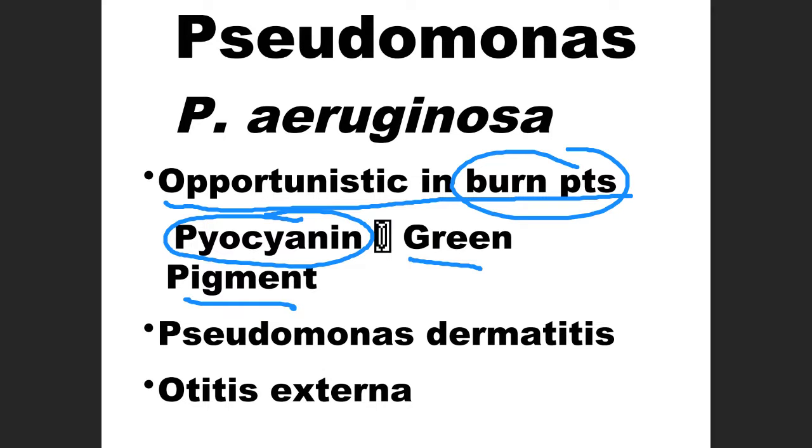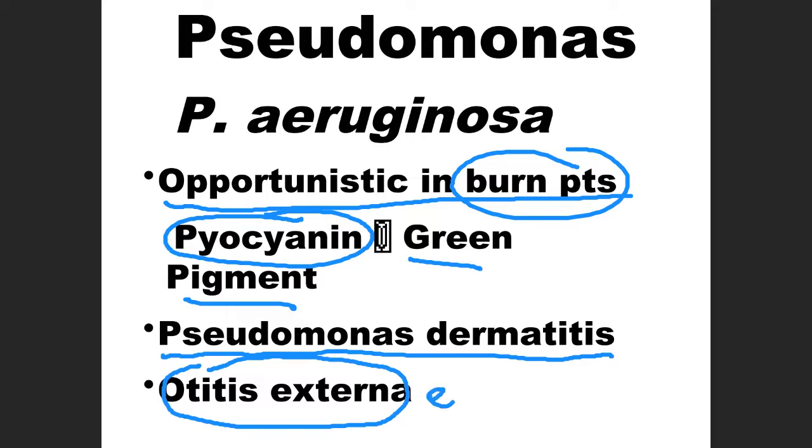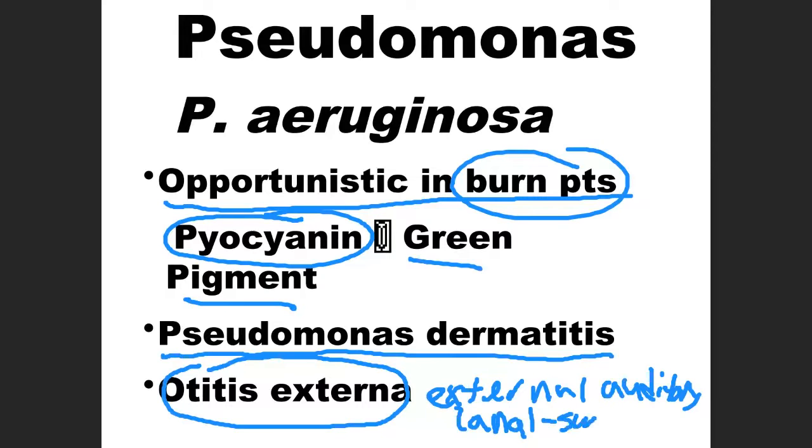Now, this bacteria can also cause some other diseases, something called Pseudomonas dermatitis, which is most often contracted from dirty swimming pools, and otitis externa. Otitis externa is an infection in the external auditory canal, and it's one of these diseases that's often referred to as swimmer's ear.